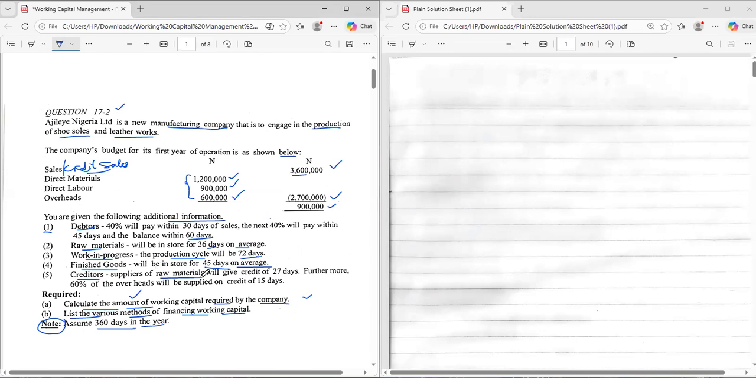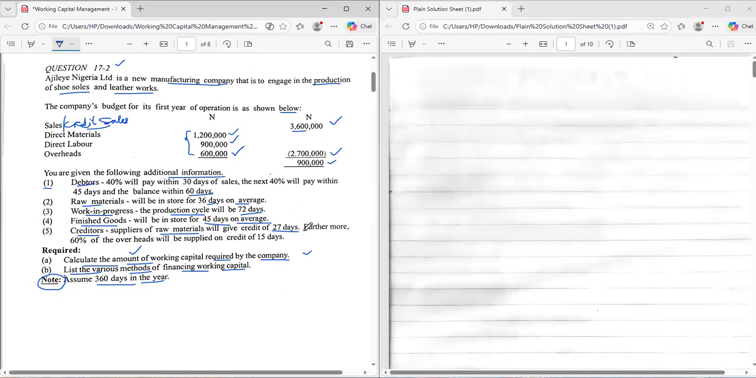Suppliers of raw materials will give credit of 27 days. So it simply means that if you buy from your suppliers, you will not pay them until the 27th day. That's what it means. So if you buy raw materials from me, keep your money, just collect the raw material and go. Then in the next 27 days, come and pay me. That's what it means by suppliers of raw material will give credit up to 27 days.